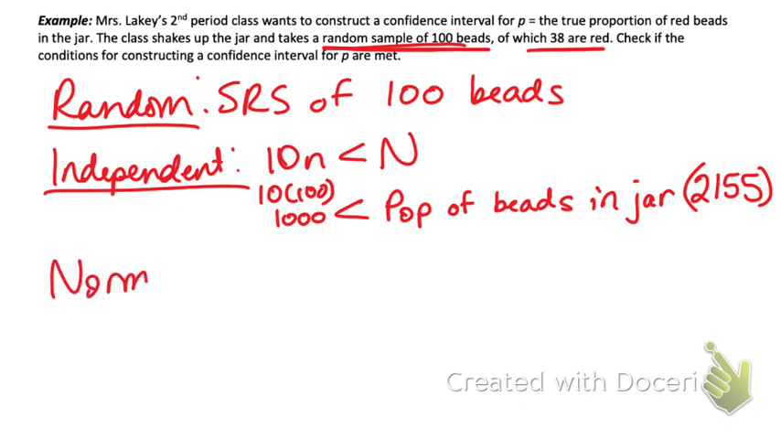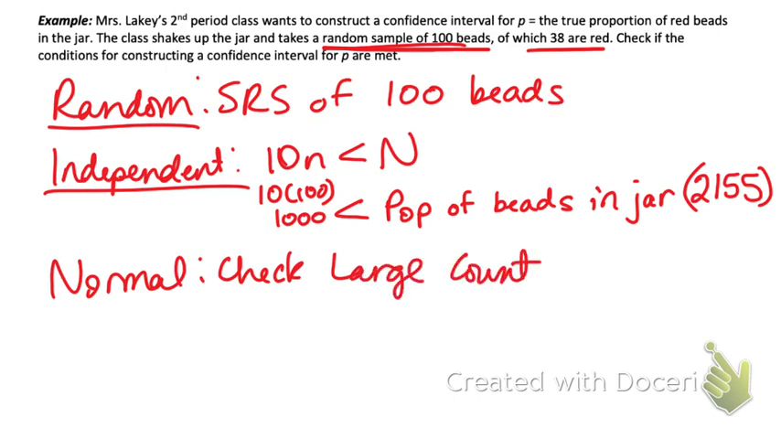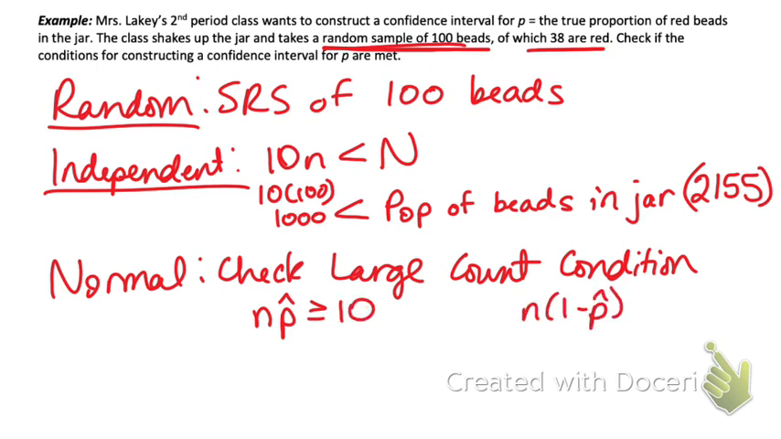Normal. We're going to check the normal condition by checking the large count. We're going to check the large count condition. We need to make sure that n times p hat is greater than or equal to 10, and n times 1 minus p hat is greater than or equal to 10. So we've got 100. Now p hat, this is the sample proportion of red beads. So 38 out of the 100 beads were red.